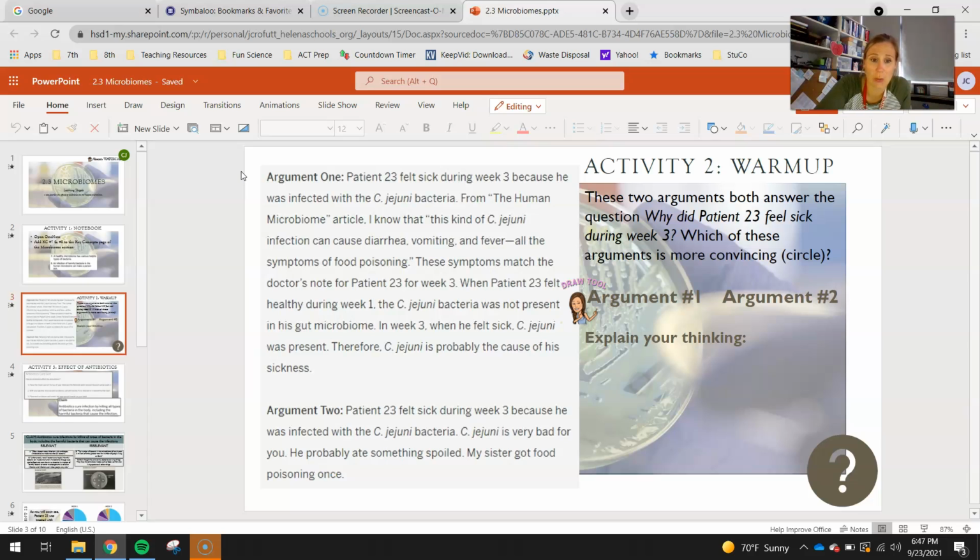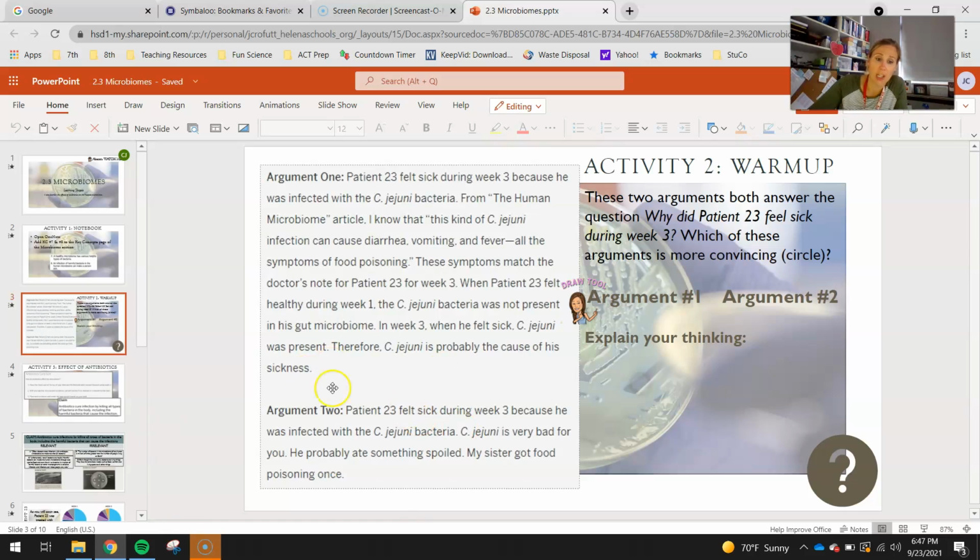When patient 23 felt healthy during week 1, the C. jejuni bacteria was not present in his gut microbiome. However, in week 3, when he felt sick, C. jejuni was present. Therefore, C. jejuni is probably the cause of his sickness. So we're really focusing in with these 2 arguments of why was patient 23 sick at week 3 but not at week 1.